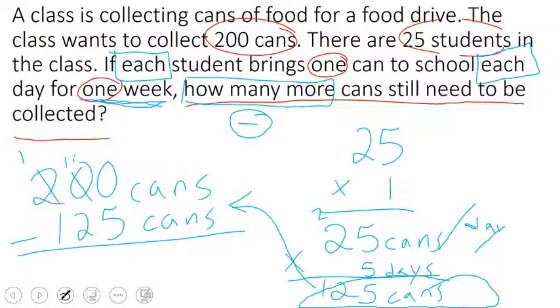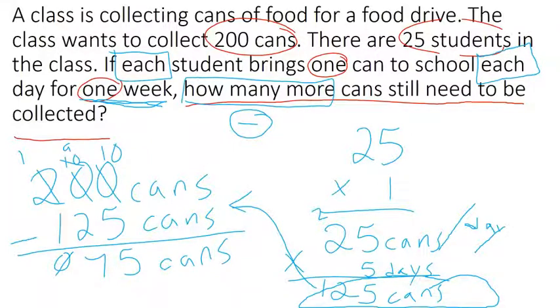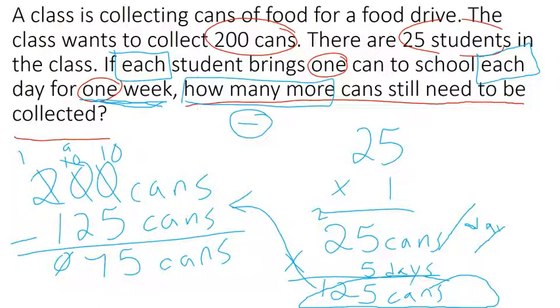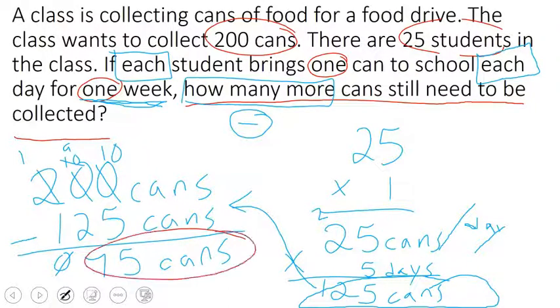doing my regrouping so that we can subtract all the way across. 10 minus 5 is 5, 9 minus 2 is 7, and 1 minus 1 is 0. So they still need 75 cans to reach their goal of 200. So I'll double check and make sure I answered the question. How many more cans need to be collected? We have solved and found that they need 75 cans.